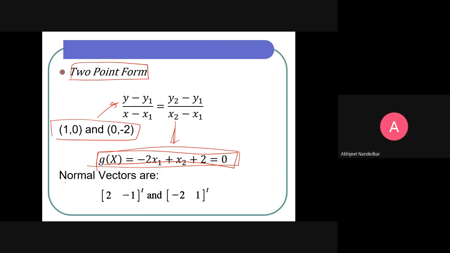Now the normal vectors that I was talking about, you will collect the coefficients. So this is a generalized example. You can just use it for any other data. You can take this -2, +1, and the opposite of that, that is +2 and -1. So they will be your normal vectors. So remember, here we got two normal vectors for our line.